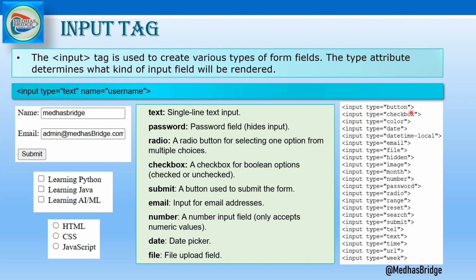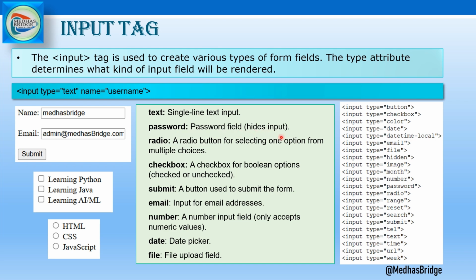So we see button, checkbox, color, date, datetime-local, email, file, hidden, image, month, number, password, radio button, range, reset, search, submit, telephone, text, time, URL, week. You can use these input types for your design. You can experiment with them. It is a lot of fun with them. Clear?